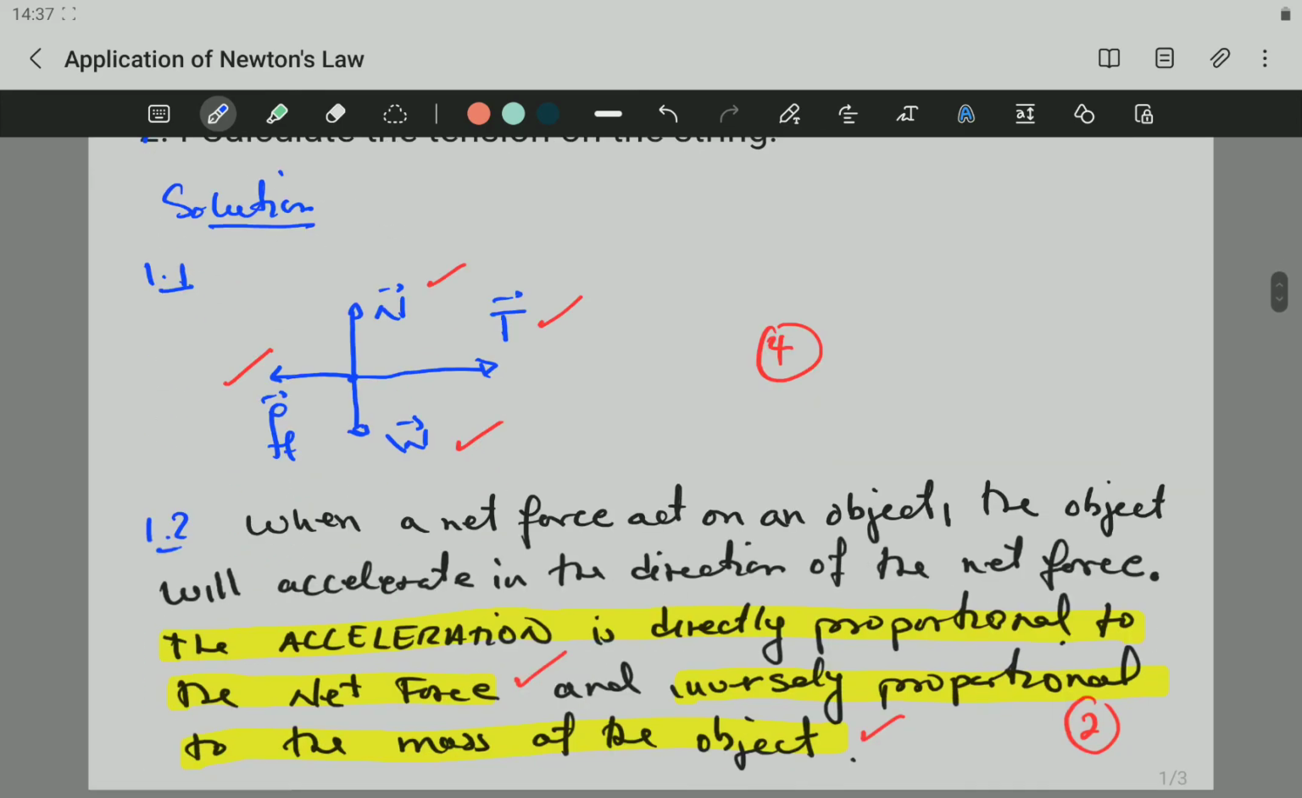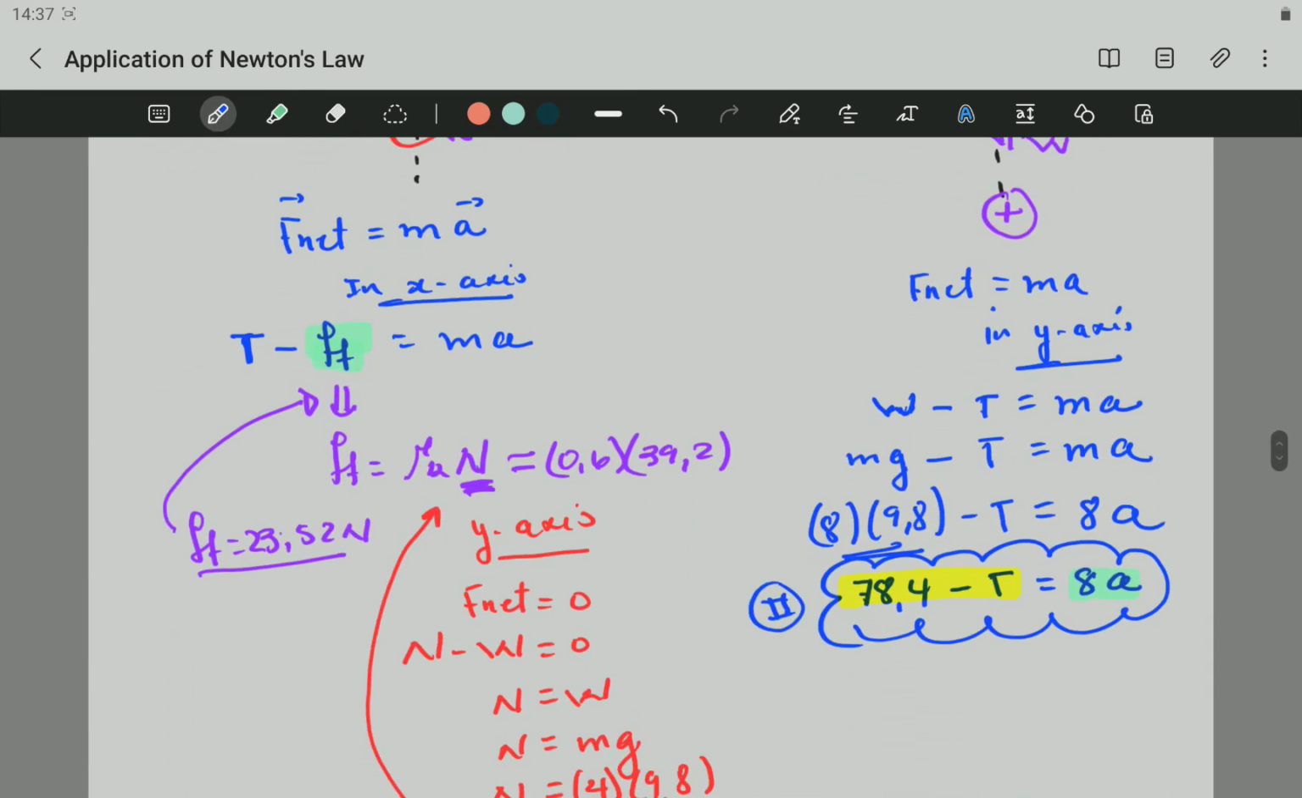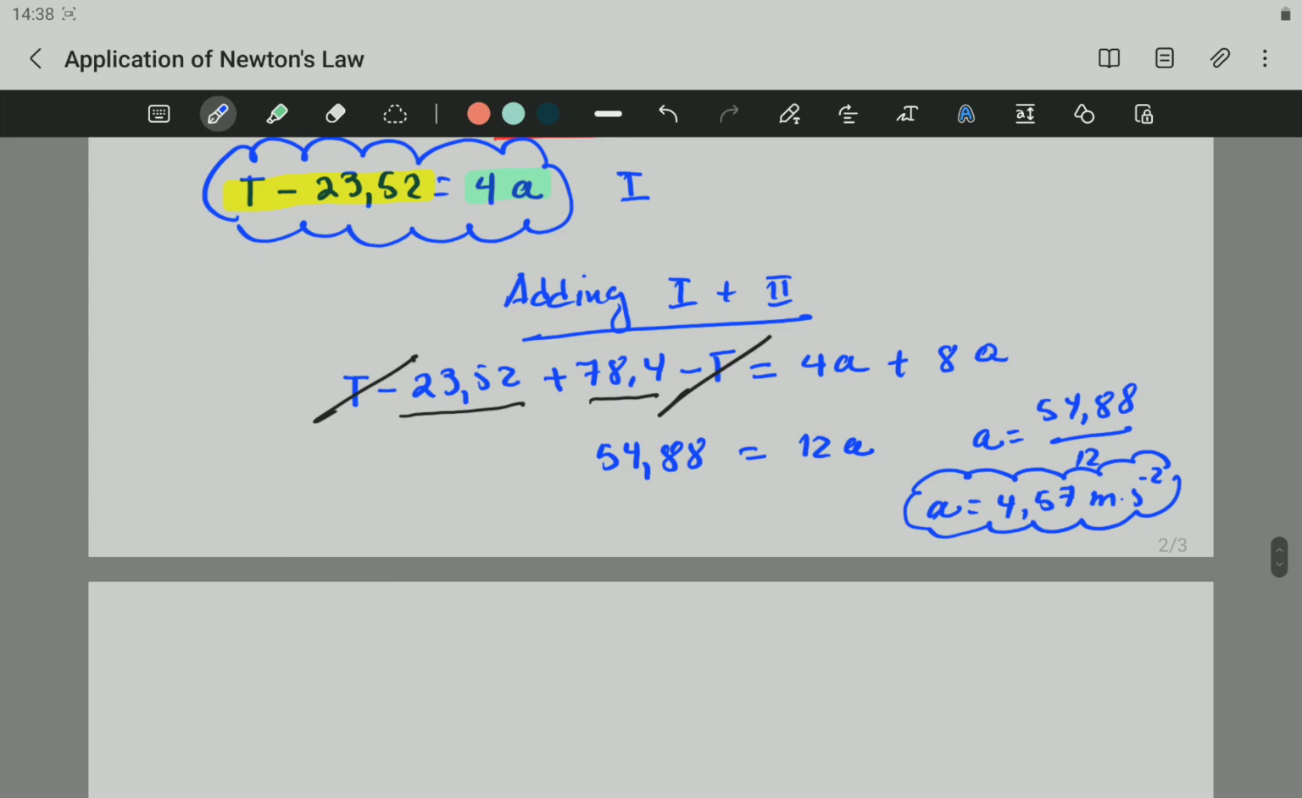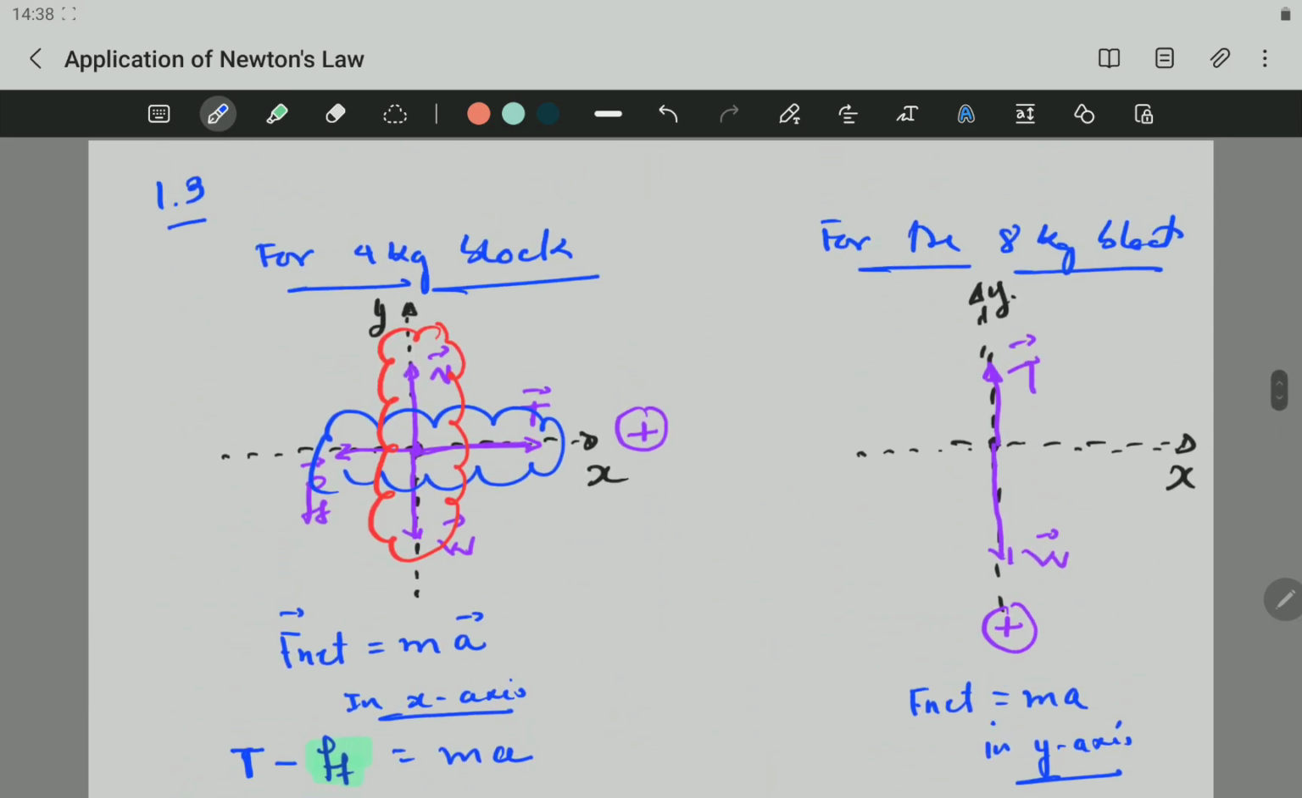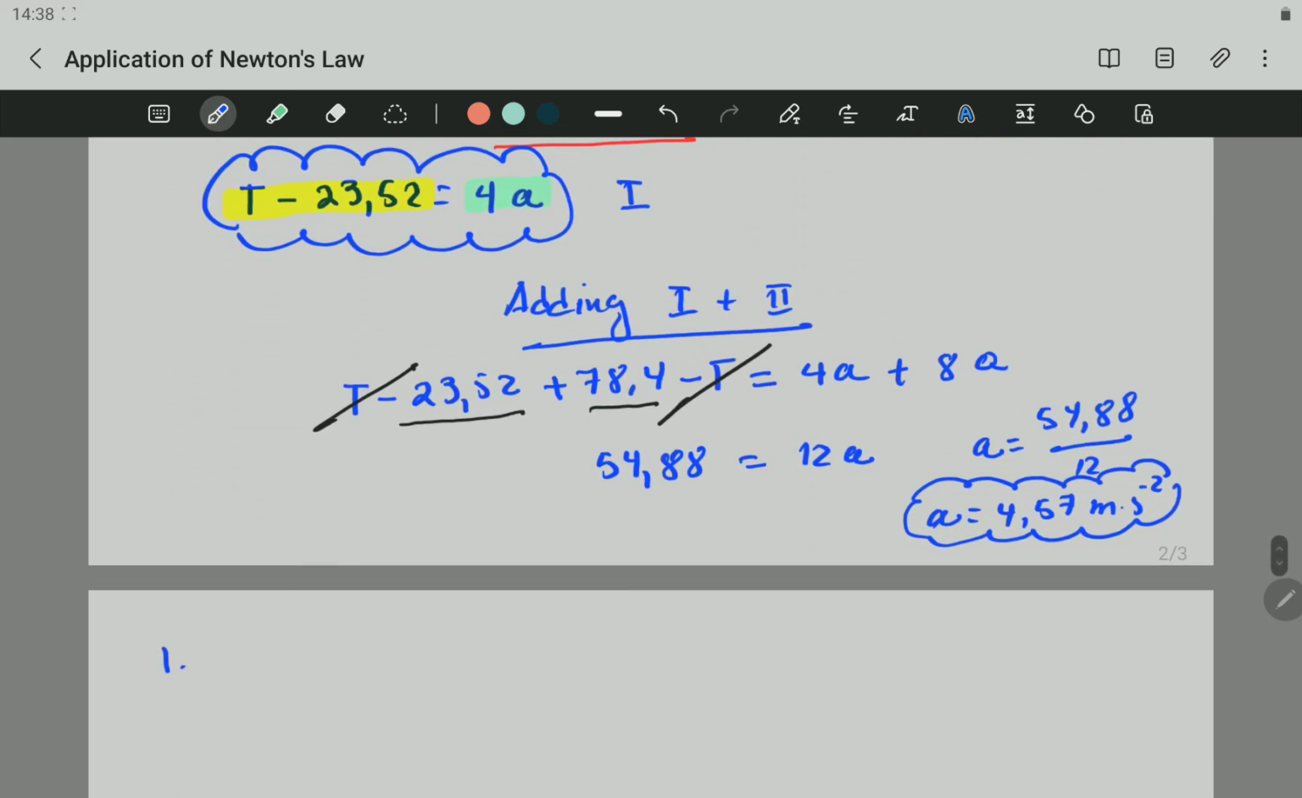Now you must note in question 1.3, you're supposed to give the direction of the acceleration. Now it is to the right for the block of 4 kilograms, and it's downward for the block of 8 kilograms. Okay, so that will be the direction. But this question is actually going to ask for the magnitude, because they're moving in different directions. So question 1.4 is to calculate the tension.